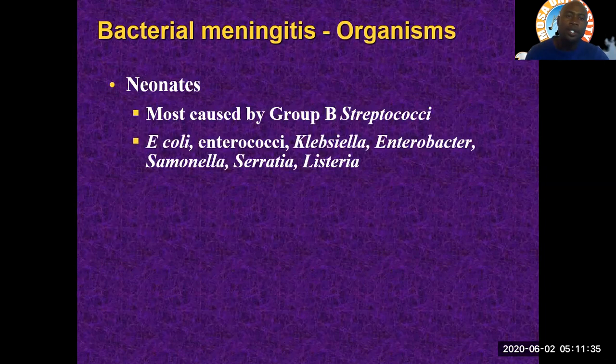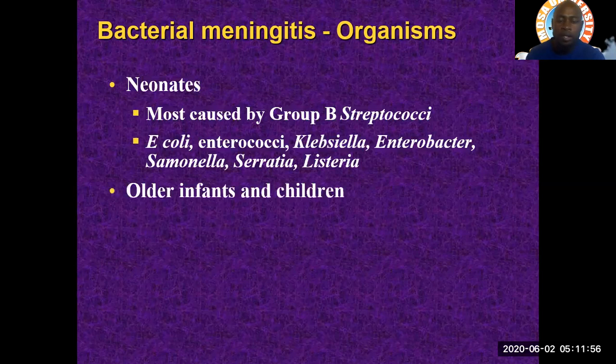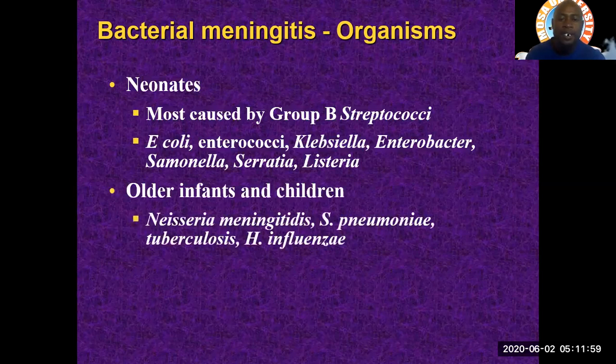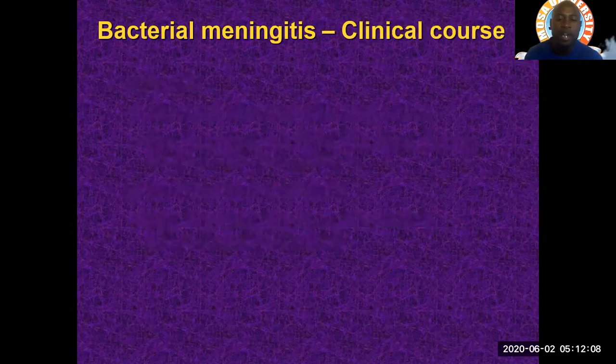So in neonates, you should know the most common causative agents of bacterial meningitis. Above all, the most common causative agents are Klebsiella, Enterobacter, Salmonella, E. coli, and also group B Streptococcus. But in older infants or children, the most common ones are Neisseria meningitidis, Streptococcus pneumoniae, tuberculosis, and also H. influenzae.